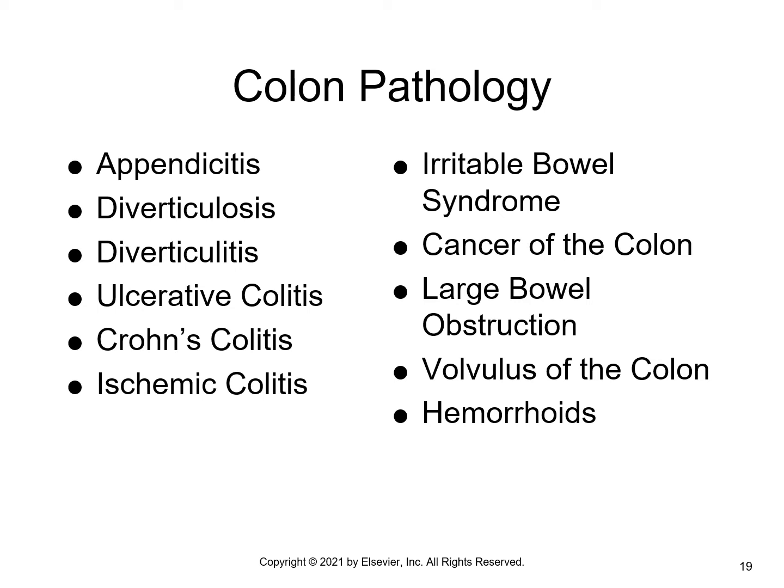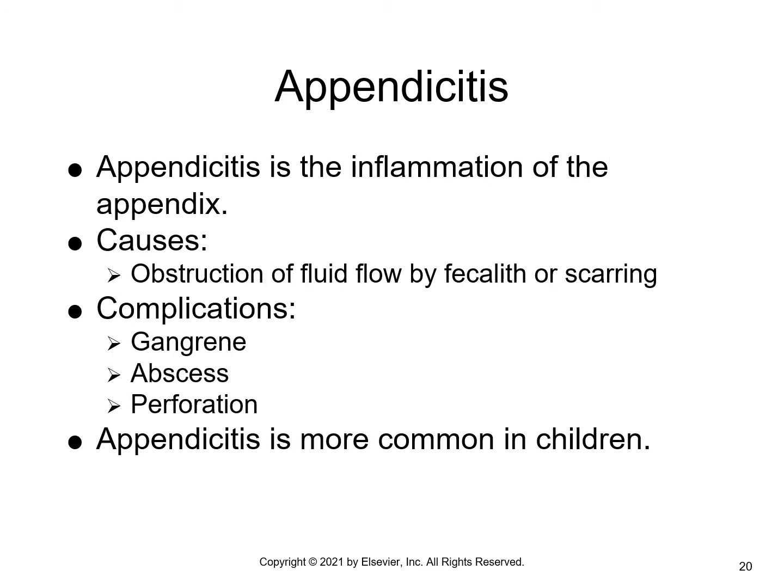Now we're going to move to large intestine pathology. So we'll look at appendicitis, diverticulosis, diverticulitis, ulcerative colitis, Crohn's colitis, ischemic colitis, irritable bowel syndrome, cancer of the colon, large bowel obstruction, volvulus of the colon, and hemorrhoids. So appendicitis, we know that our appendix, if we look at our bowels, and I have my large intestine coming down here. This would be my ascending colon. Here's my transverse colon and my descending colon. This is the cecum. This is right where the ileum of our small bowel feeds into our large intestine. And at that cecal area, we have our vermiform appendix hanging off there.